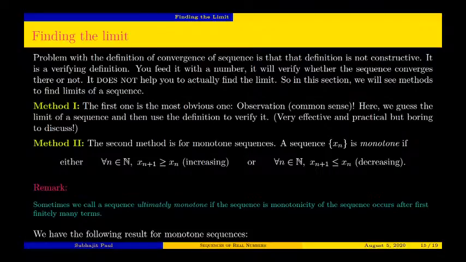Let me put a small remark. Sometimes we call a sequence ultimately monotone if the monotonicity of the sequence occurs after the first finitely many terms, like xn plus 1 greater than or equal to xn for all n greater than or equal to k, let's say. Then we say it is ultimately monotone. This is just extra nomenclature in this regard, because since we are always interested in the behavior of the tail of a sequence, ultimately monotone is basically monotone only.